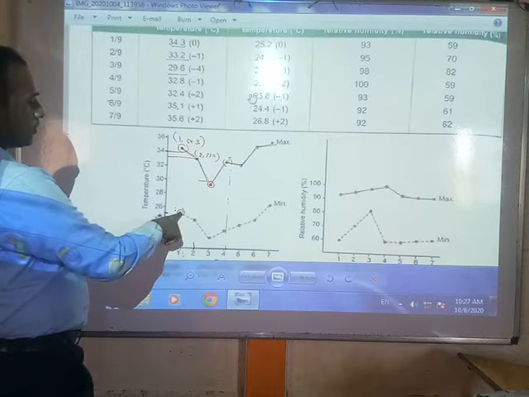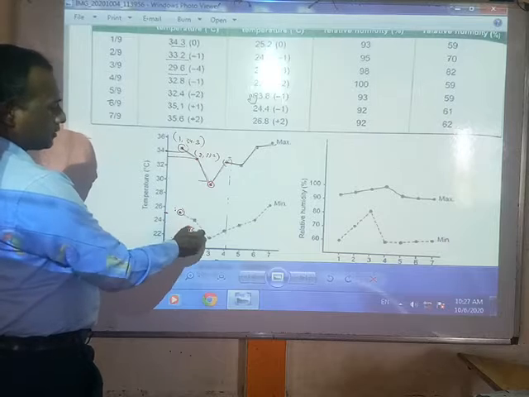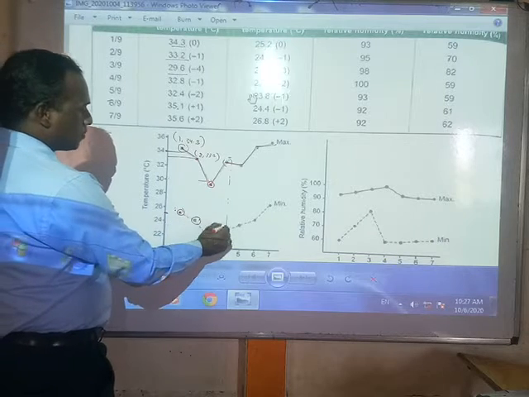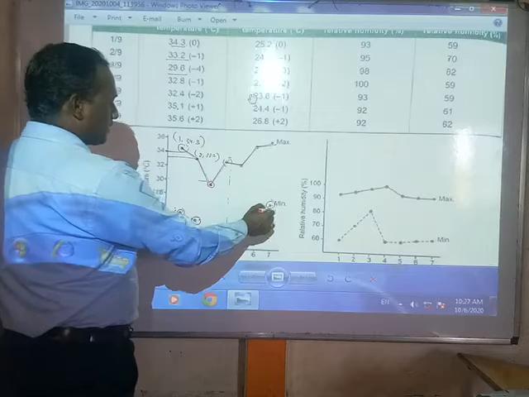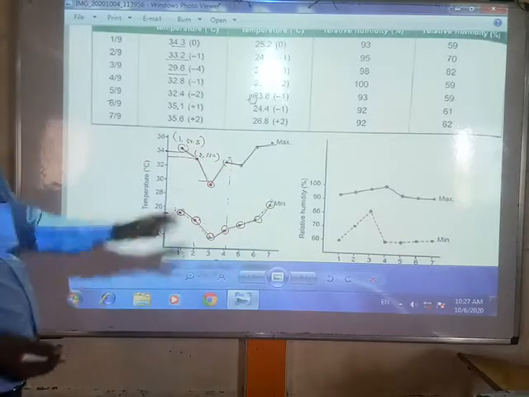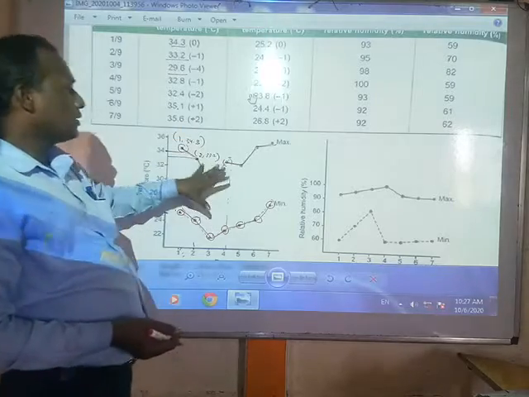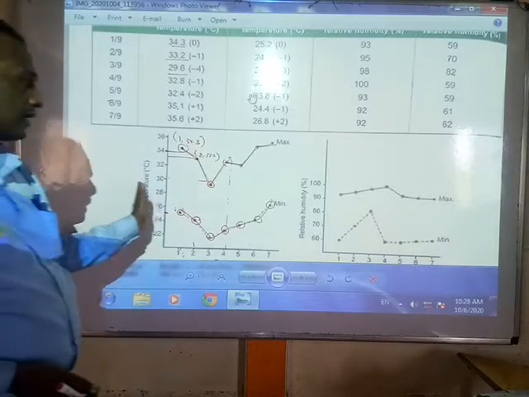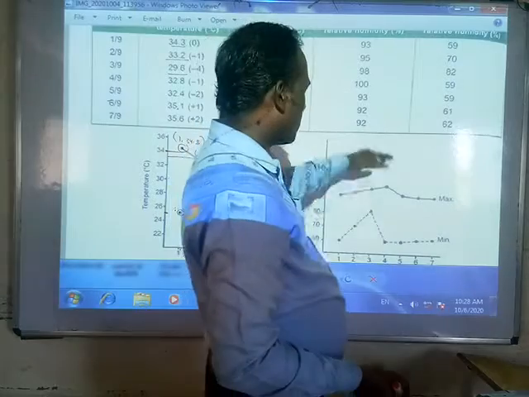So for the first date's minimum temperature we are doing this. Second date this. Third date this. This is the fourth date, fifth date, and sixth date. Like that, the temperature is going like this. So how it is falling and how it is increasing you can understand by the graph. And the same way you can understand the relative humidity graphs also.